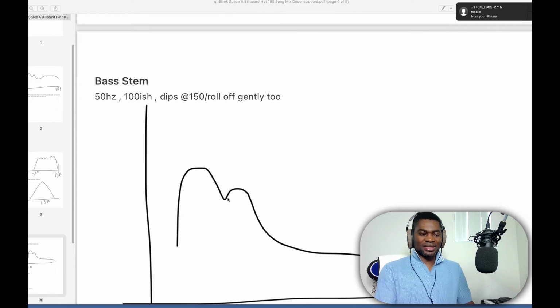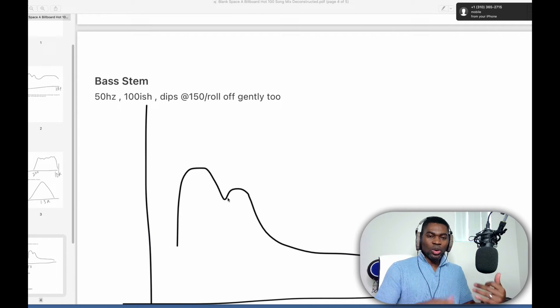Now the bass, which is the low bass, how do the bass and the kick interact so they don't step on each other?